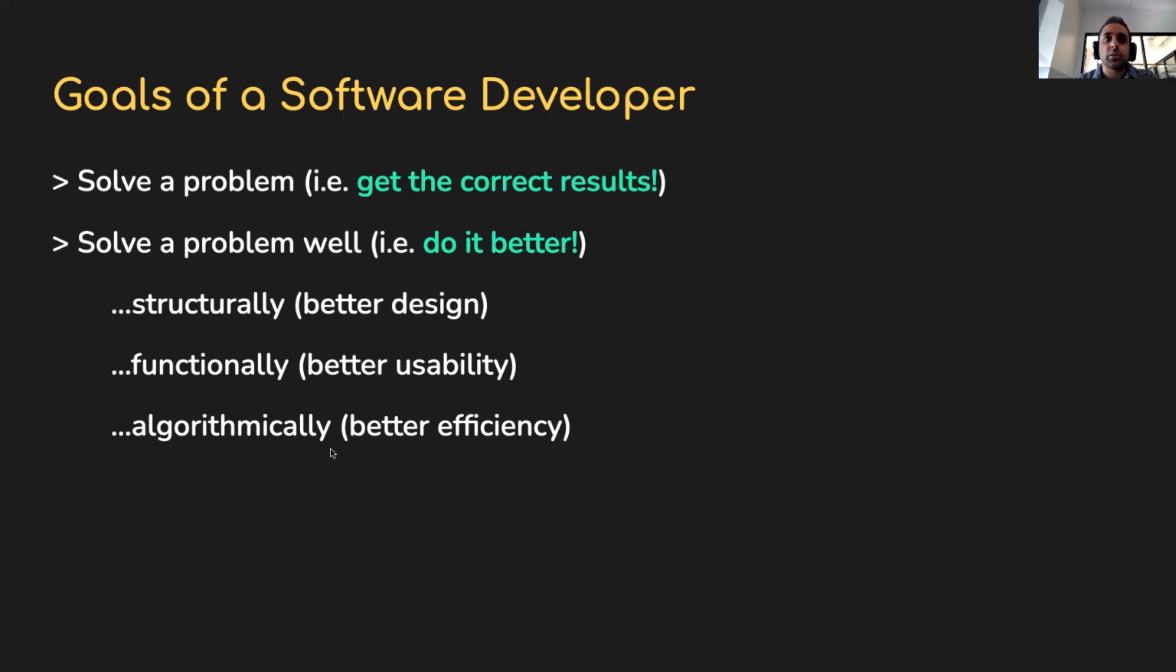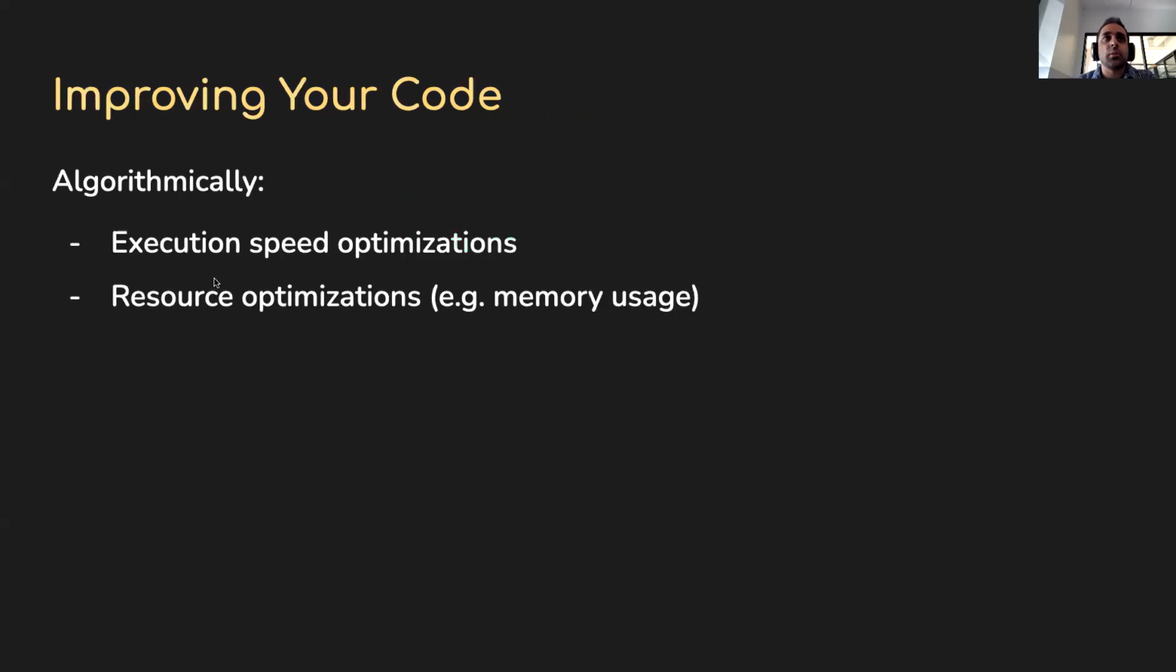But then we also talk about algorithmically. This is the performance of your algorithm, or sorry, of your application. And that usually breaks down into two main buckets. So algorithmically improving your code, execution speed. How quickly does your application or your algorithm take to solve or produce results? Users will notice this. Like if you're using Google and it takes 20 seconds to get a search result, users are probably not going to be happy about that. You're probably going to need to optimize your search engine.